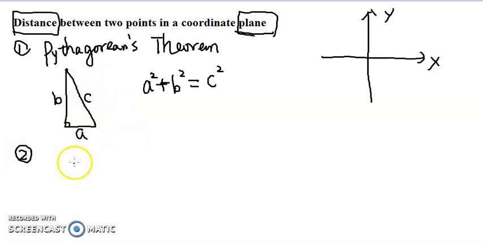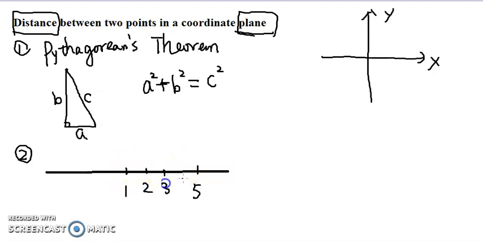The second thing I want to review is one-dimensional. If we have a straight line, what's the distance formula between any 2 points on the line? Let's say we pick 1 here and 5 here. And what is the distance between 1 and 5? Well, how far is it from 1 to 5? As you can see, if you count 1 unit, 2 units, 3 units, and 4 units.